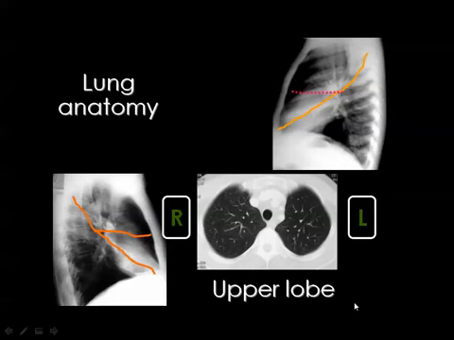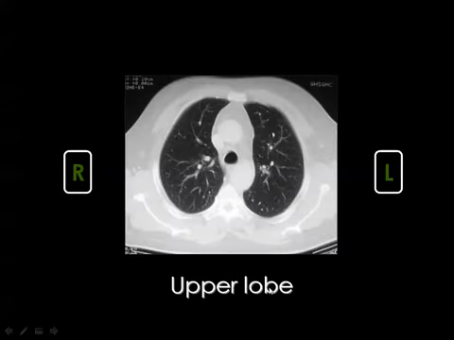Then our anatomic landmark is the trachea, and if you see the trachea, you are cutting in the upper lobe. This is the trachea, then this is the left upper lobe and this is the right upper lobe.